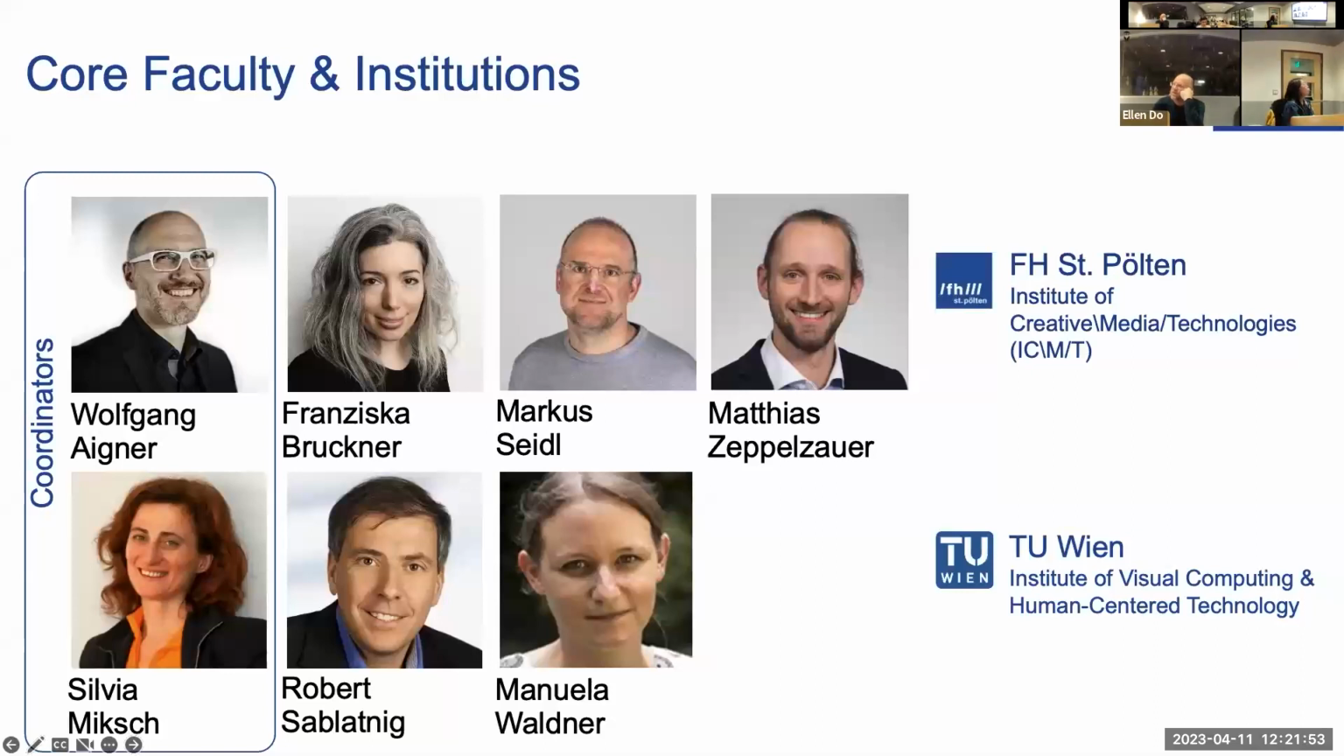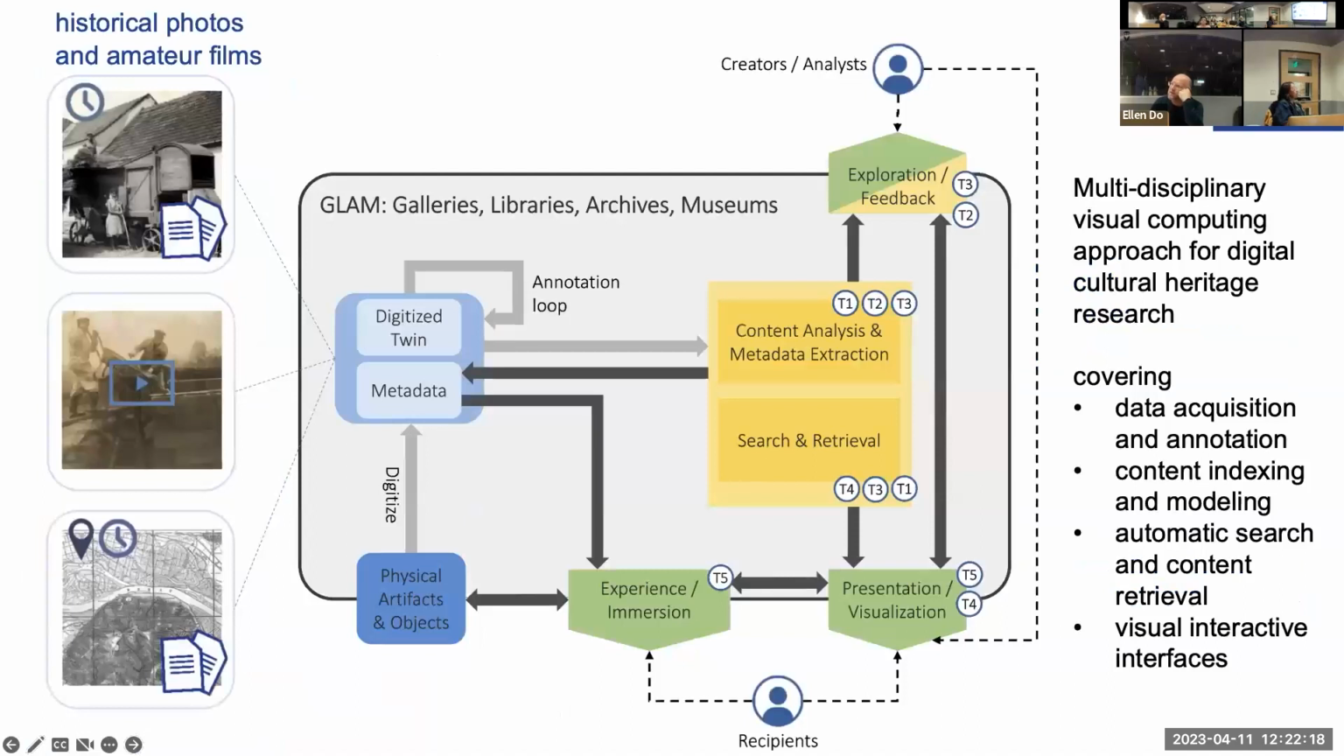And it's our university, the Vienna University of Technology, with which we are always, let's say, bonded very well. The core faculty here is half visual analytics, half computer vision, and we even have one digital humanities colleague with us from our university. And this is the design space we are in, for galleries, libraries, archives, museums. What's already there are the digitized twins and the metadata, and of course the artifacts.